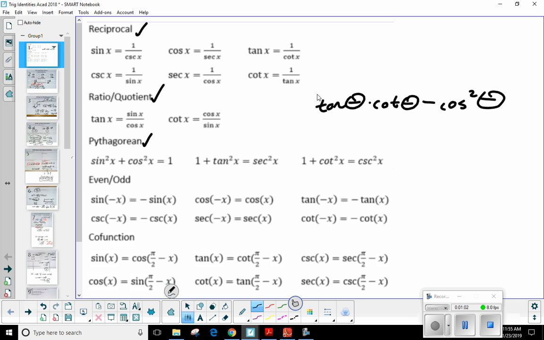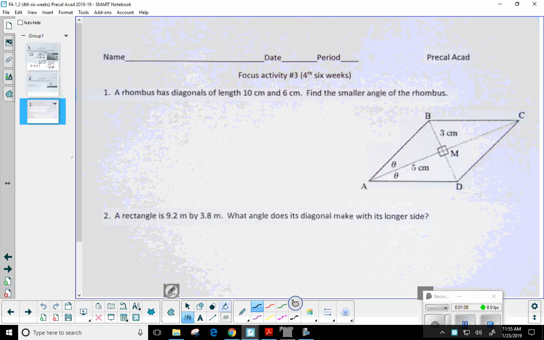All right, now before we go ahead and move on with our lesson, we have a focus activity. Let me pull this up right here. Okay. And then once this is done, we will go ahead and turn them in, and we'll see what happens. Okay. So let's see here.